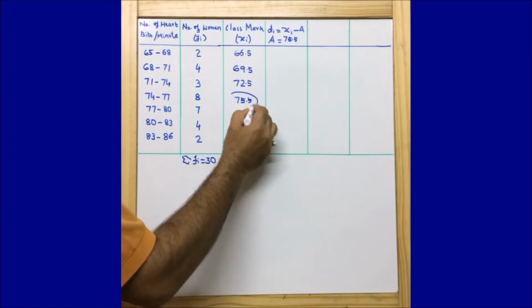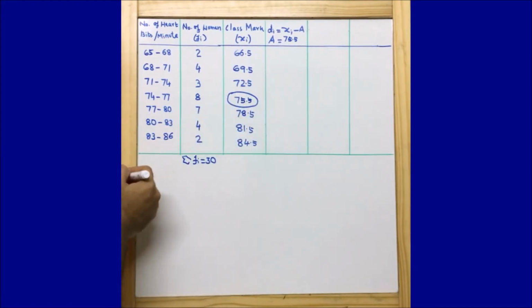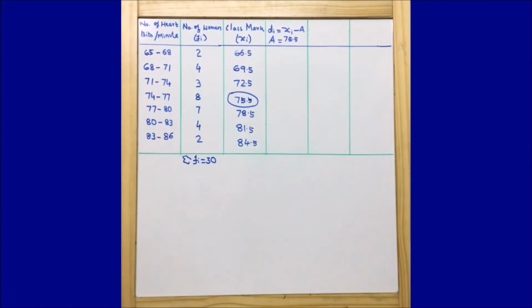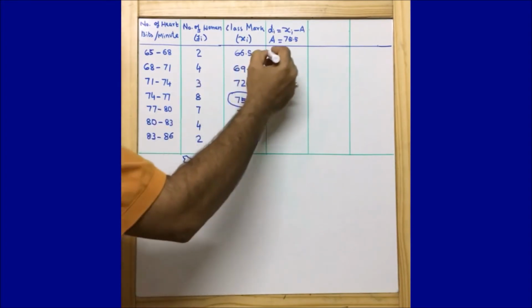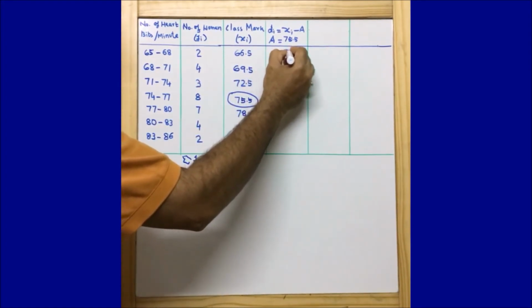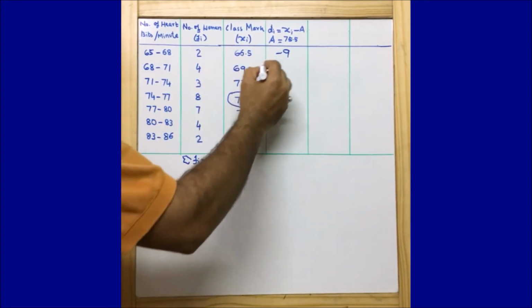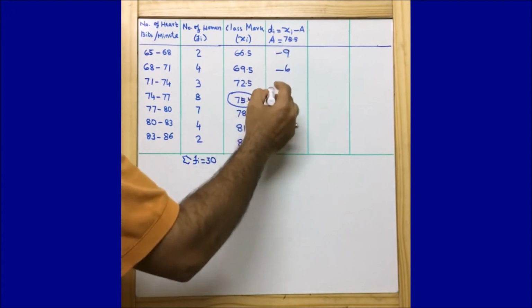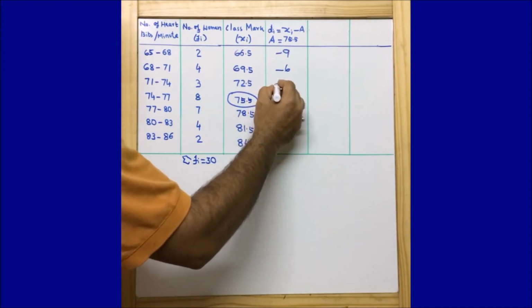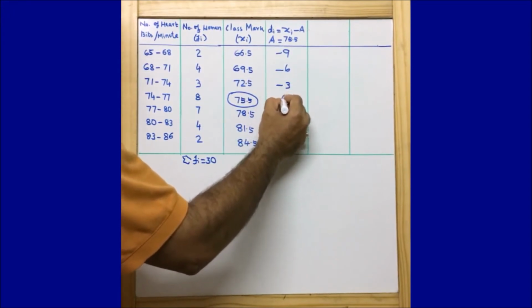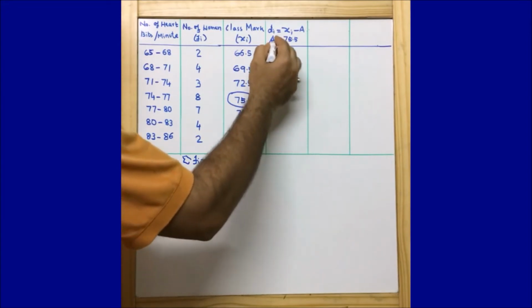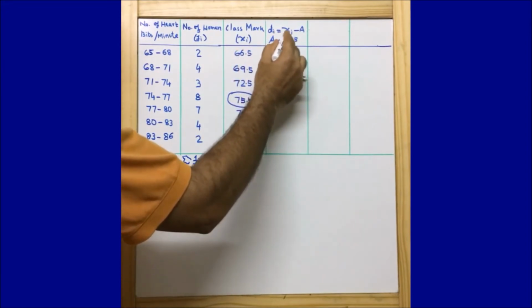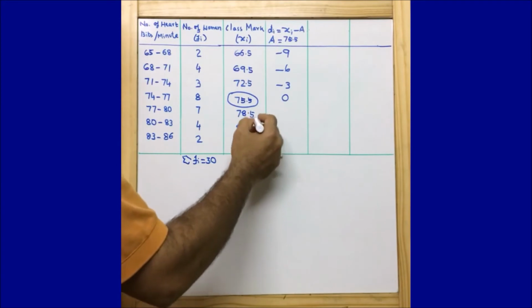So guys, I am considering 75.5 as the assumed mean. So now, 66.5 minus 75.5 will get minus 9, and then we'll get minus 6, then 72.5 minus 75.5 will come minus 3, and this one, 75.5 minus 75.5, will become 0.